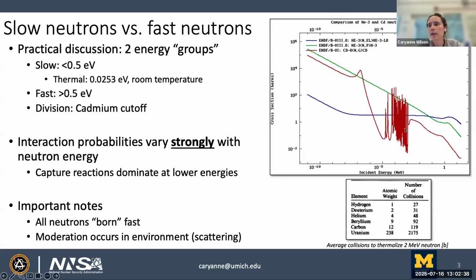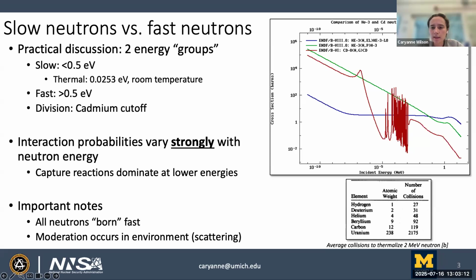On the right side of the screen, you will see the cross sections for cadmium. That's the one in red. You see right around 0.5, it really drops off, but below that, it's pretty high. So the interaction probabilities vary strongly with neutron energy, and capture reactions will dominate at lower energies, and you see less capture at higher energies.